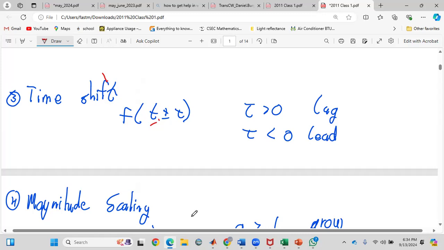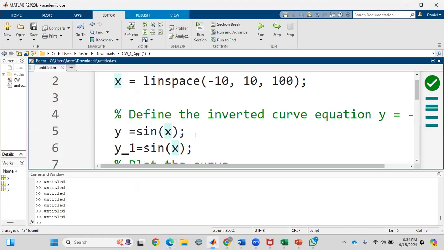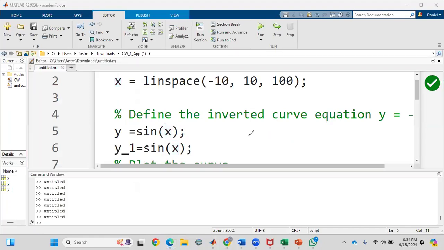But let me see how that does work in MATLAB. So some theory, right? Remember, it is f of t plus or minus tau, right?